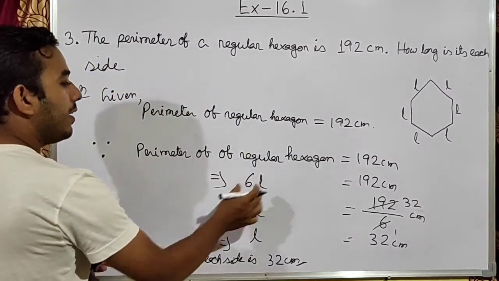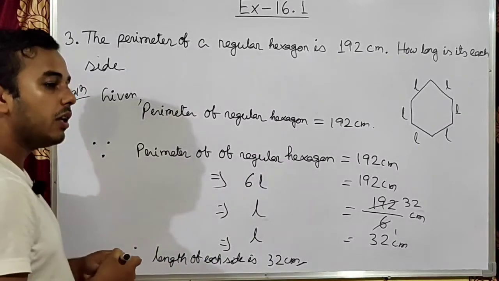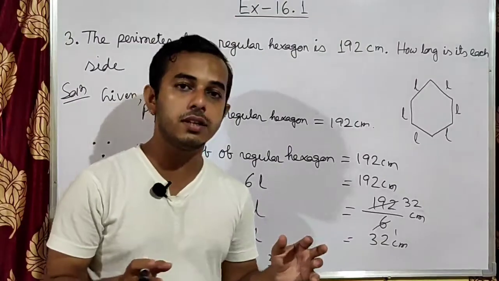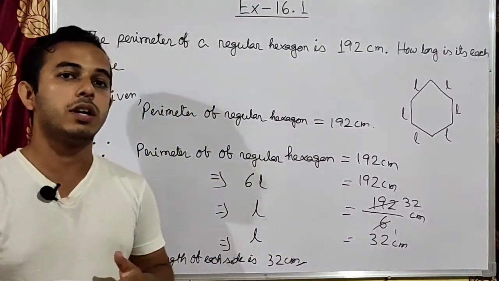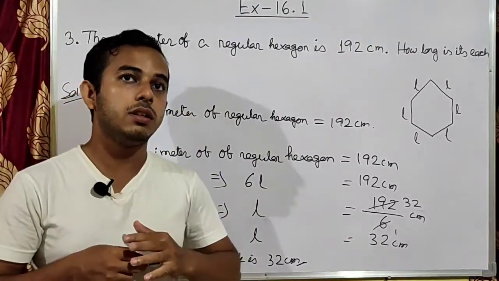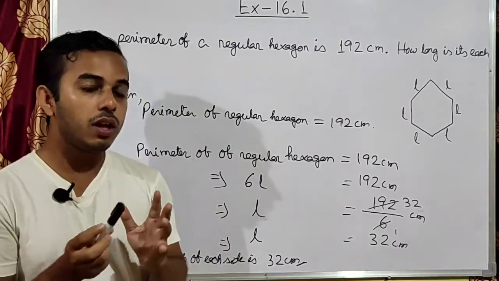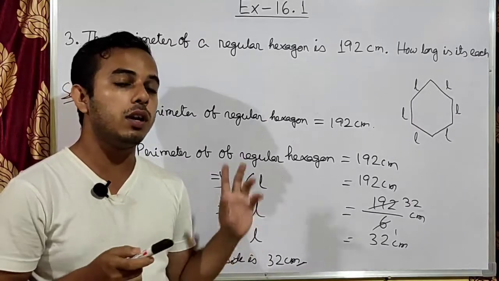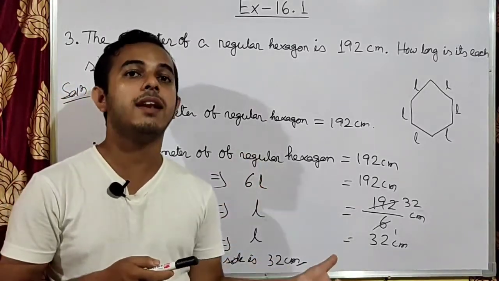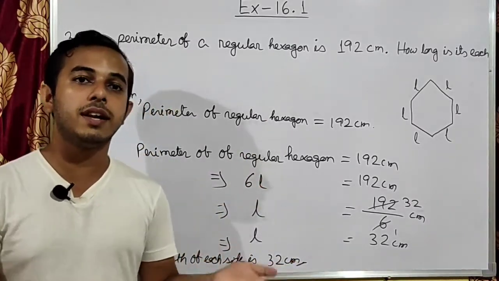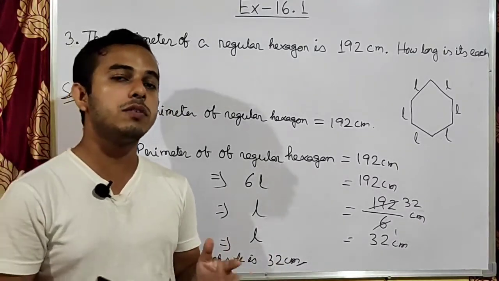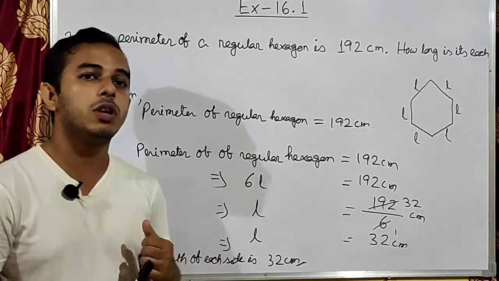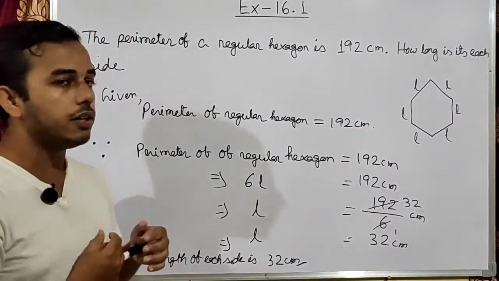This is how we find the perimeter formula. If it is a regular decagon, deca means 10 sides, so we use the formula 10L. If it is an octagon, that is 8 sides, 8L, like this. Any closed figure, we can find its perimeter very easily. So now let's move to our next question, question number 4.